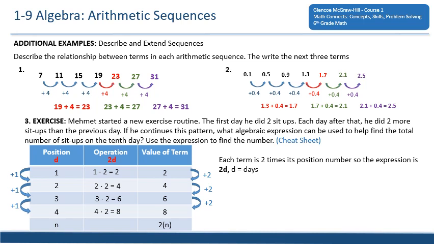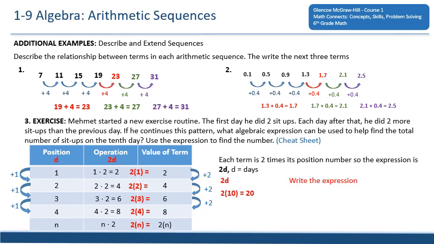And we can make that an expression. If position is D for days, operation would be 2D, which means increase the number of sit-ups by 2 every day. And then we can write an expression of n times 2, or 2D. 2 times 1, if we plug 1 in for days. 2 times 2, 2 times 3, 2 times 4.